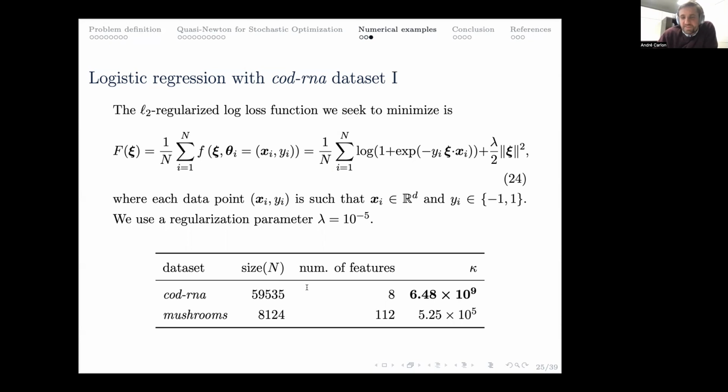But anyway, what's important here is that this first problem is one where we believe our method should do well because we have a very large condition number, of order 10 to the 9, but a small number of features, a small number of optimization variables. And the second data set has a much larger number of optimization variables and still a reasonably large condition number. So let's see how our methods work on this.